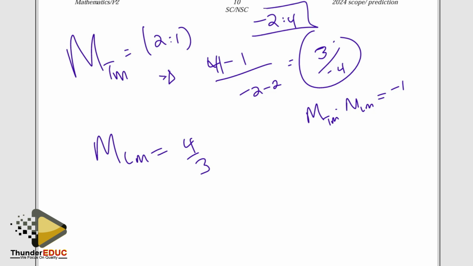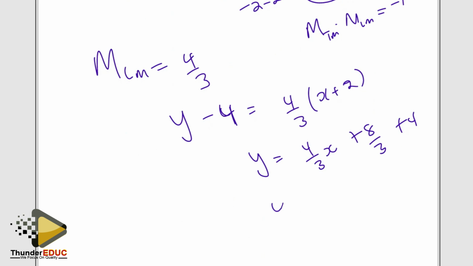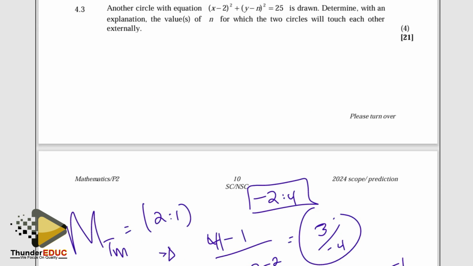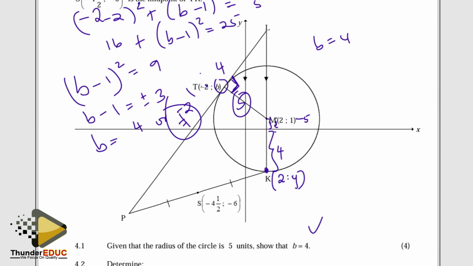Then we already have this coordinate, negative 2, 4. So it's y minus 4 is equal to 4 over 3 into x minus minus 2, which is a plus 2. Open that up as you move the 4. Y is 4 over 3x plus 8 over 3 plus 4. Okay, so which means y is 4 over 3x plus 20 over 3. All right, so that becomes the equation of the tangent. So this is the procedure that we normally follow. Get the gradient of the radius, and then consequently determine the gradient of the tangent.